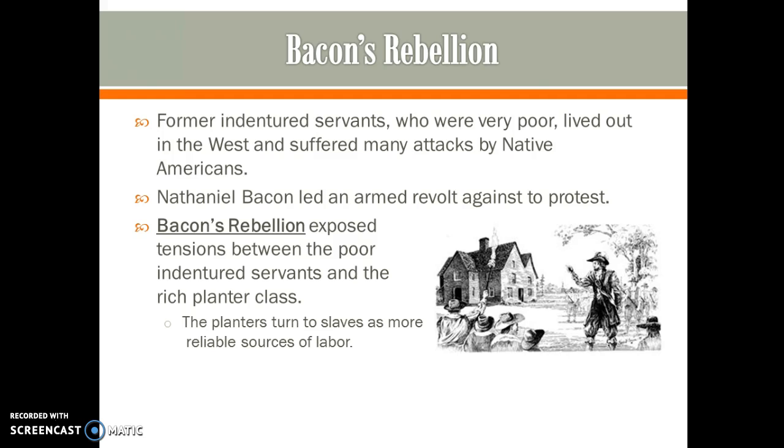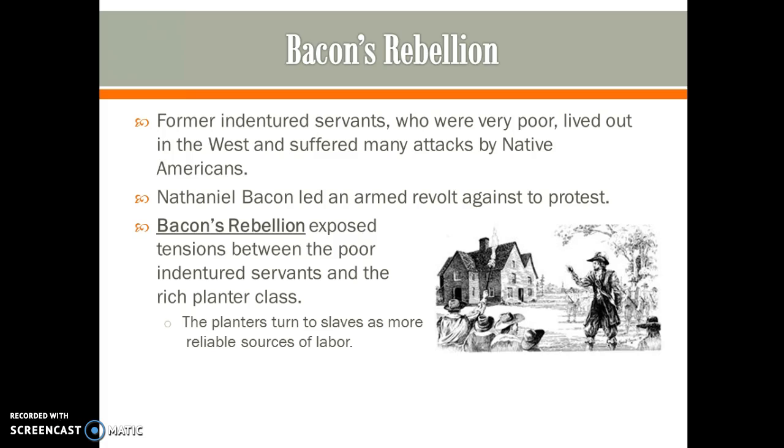Former indentured servants ended up being very, very poor in the colonies. They lived mainly out in the West, farther away from the actual cities, because that was where land was cheaper, and they often suffered attacks by Native Americans. Native Americans lived farther out in the West because as more Europeans came into the colonies, they started pushing them farther and farther west.